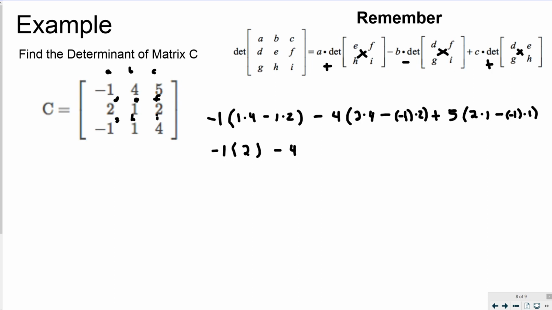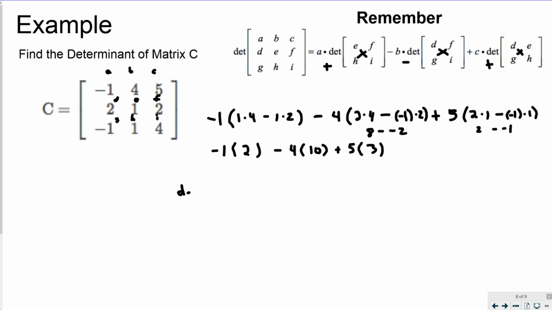minus 4, and then on the inside, 2 times 4 is 8, and -1 times 2 is -2. So 8 take away -2, so it would be 8 minus -2. When I multiply those, 8 minus -2 is 10, plus 5 times, and then here we go, I've got 2 minus, and then -1 times 1 is -1. So 2 take away -1 is the same as 3. And then I'm going to multiply and add all those values together.